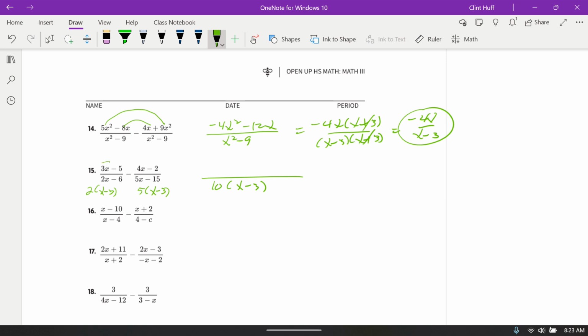That means the numerator up here has to get multiplied by 5. 5 times 3x minus 5. And my denominator has to get multiplied by 2. So my numerator on the next fraction has to get multiplied by 2. And what does that do? I get 15x minus 25 minus 8x plus 4.